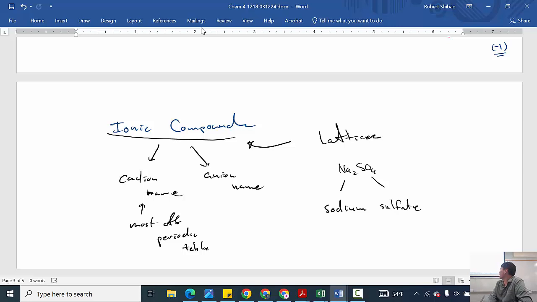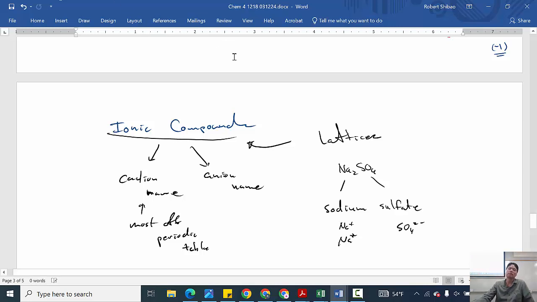But why don't we call it disodium sulfate? We don't call it disodium sulfate because we can figure out how many sodiums we need, since we know the charge on sulfate. The charge on sulfate is 2 minus. Therefore, how many sodiums do we need? 2. It's not necessary to call it di because we can easily figure it out, because all compounds are neutral. They have 0 net charge.